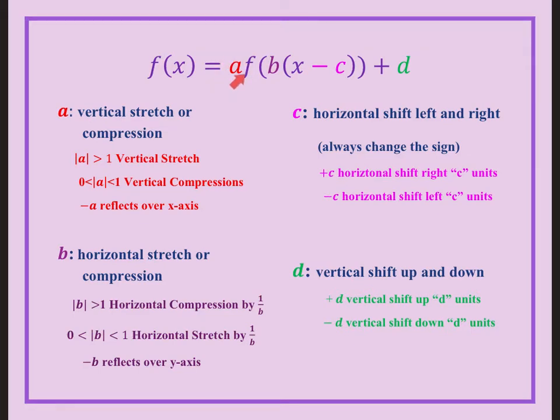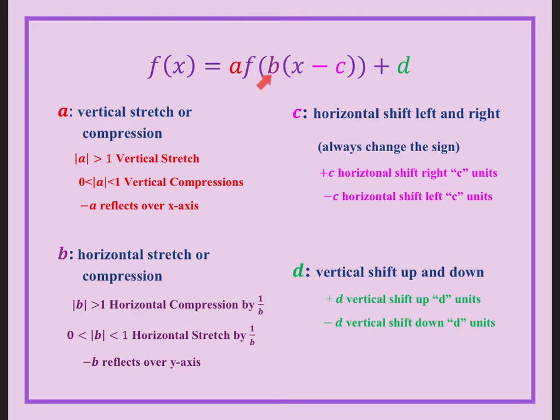If you have a number in front of the function, this is your A value. Now A is going to be a vertical stretch or vertical compression depending on what you see. If the absolute value is greater than 1, we're going to call that a vertical stretch. And if it's between 0 and 1, it's a vertical compression. So A is always vertical, either stretch or compression. Now if you see a negative in front of your function, then that's going to signify that you have a reflection over the x-axis. Okay?